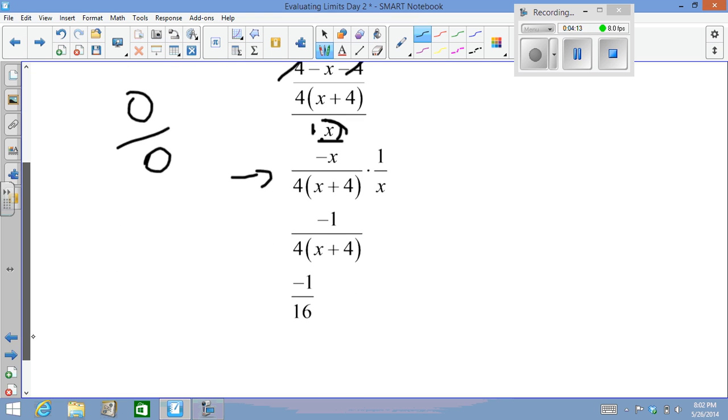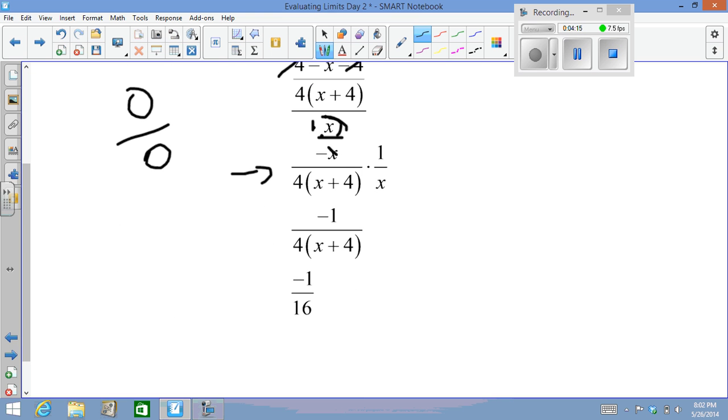So then I'm left with the x's cancel out. And I'm left with negative 1 over 4 times x plus 4, which I can then do my direct substitution. Remember, we're taking the limit as x approaches 4, or sorry, as x approaches 0. So I'm left with 0 plus 4, which is just negative 1 over 16.